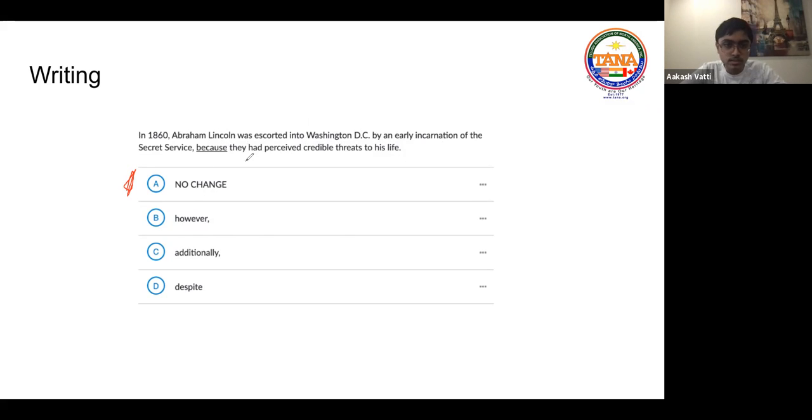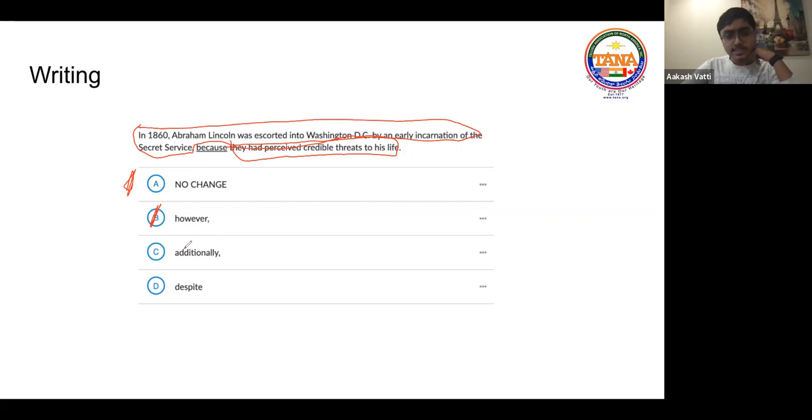So all of this happened because of this, and however doesn't show that. However basically means instead of just saying all that happened because of that. So B doesn't work. C, additionally. So again, it doesn't tell us the reason why he was escorted into Washington, D.C. The reason was they had perceived credible threats to his life. Additionally, just takes out the fact that it's because of the credible threats to his life. Therefore, C can't be the answer.